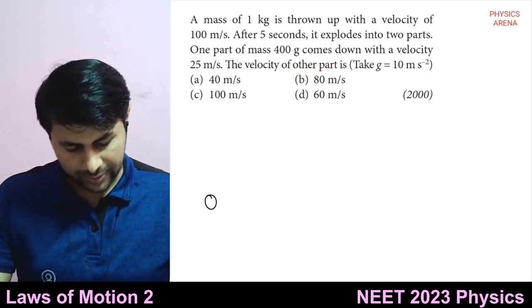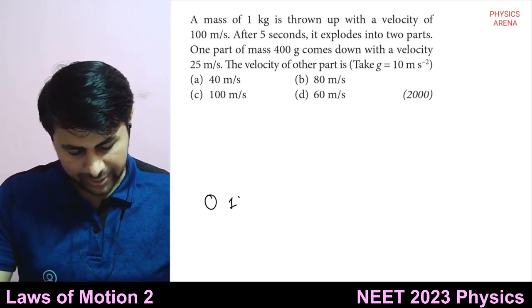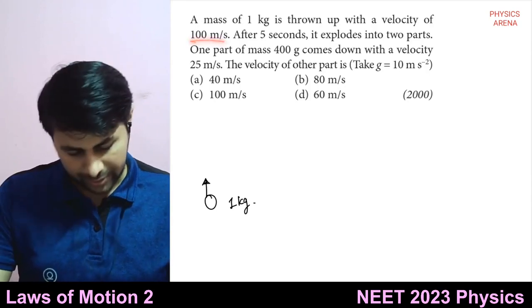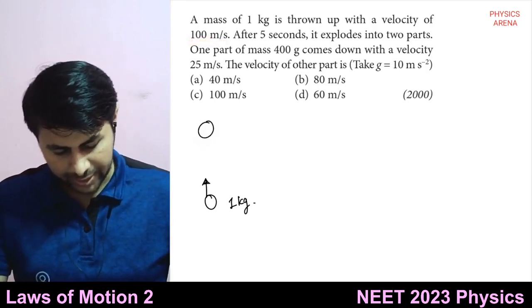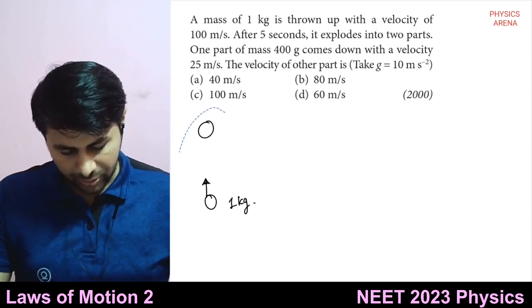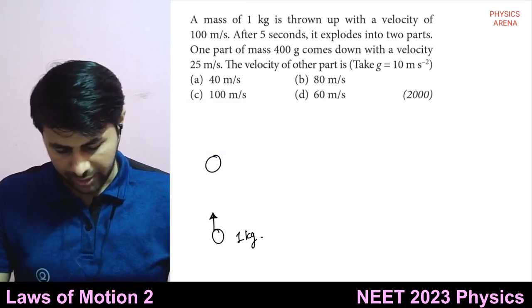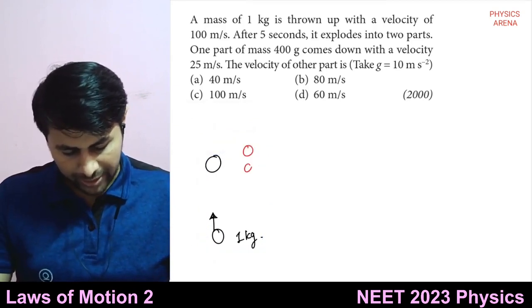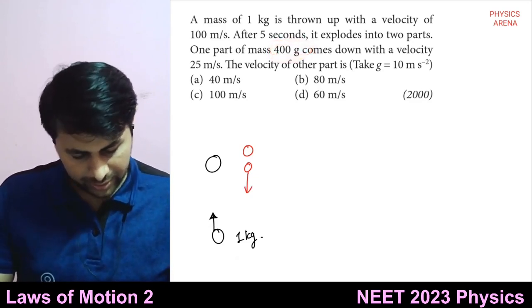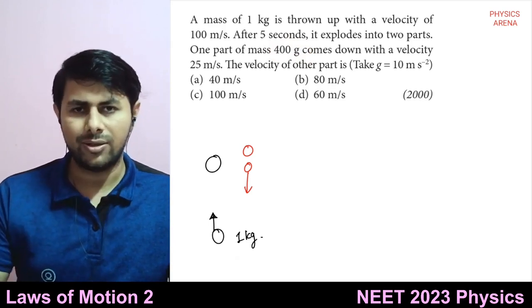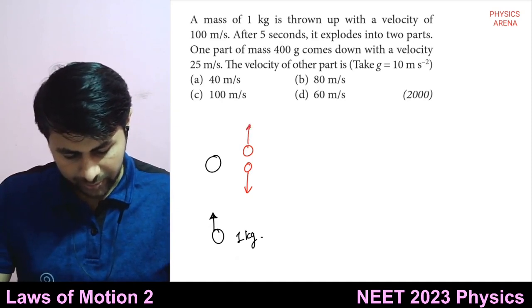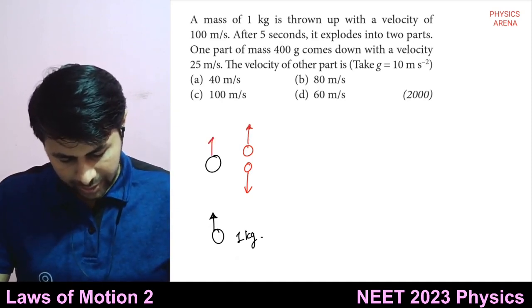So there is a mass of 1 kg. It goes up with the velocity of 100 meters per second. So it goes till this height, let's suppose, and after 5 seconds, it breaks into two parts at that height. One part goes down, its mass is 400 grams. So definitely the other part will go up, because it was moving up.